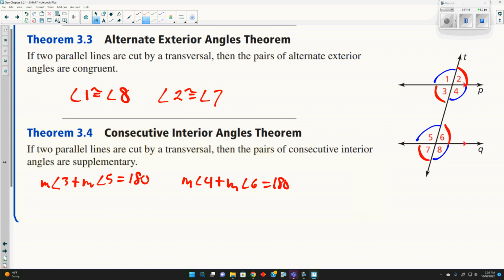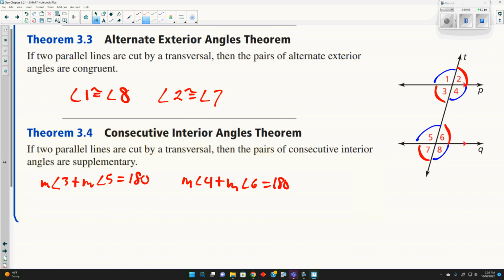Well, how many different angles do I have for all 8 angles? 2. 2 different angles. We have 8 angles total, yes? But 1, 4, 5, and 8 are all the same angle, yes? 2, 3, 6, and 7 are all the same angle. So we have 8 angles, but we only have 2 unique angles, yes?